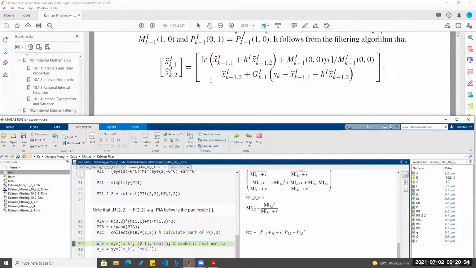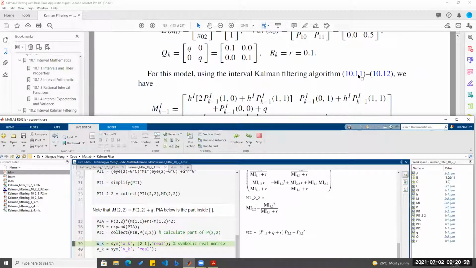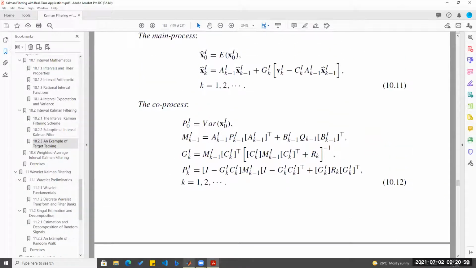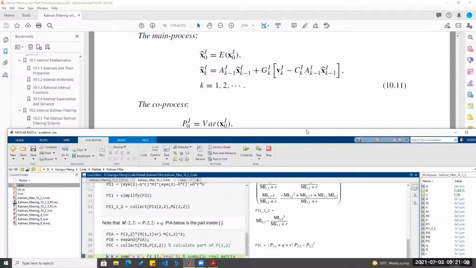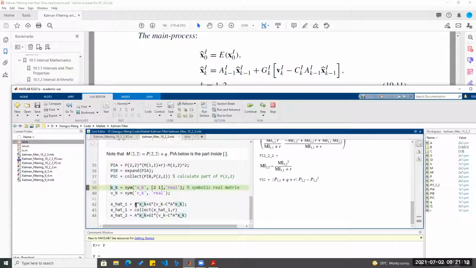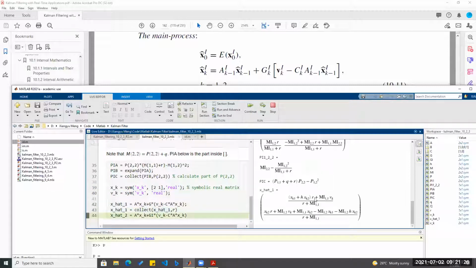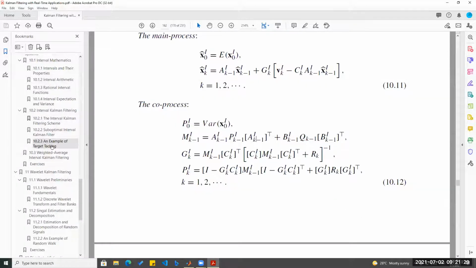Then let's go back to see the formula again. So we define symbols xk and bk. Then the x hat will be a xk plus g bk minus c a xk. Okay. Then we run one more step. So we go back to compare the result.